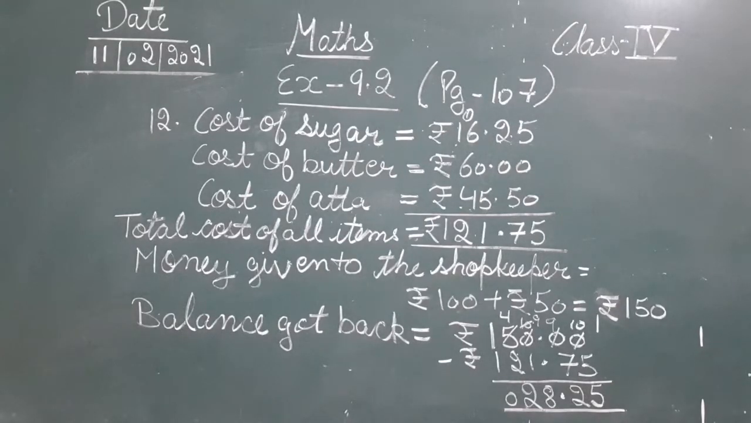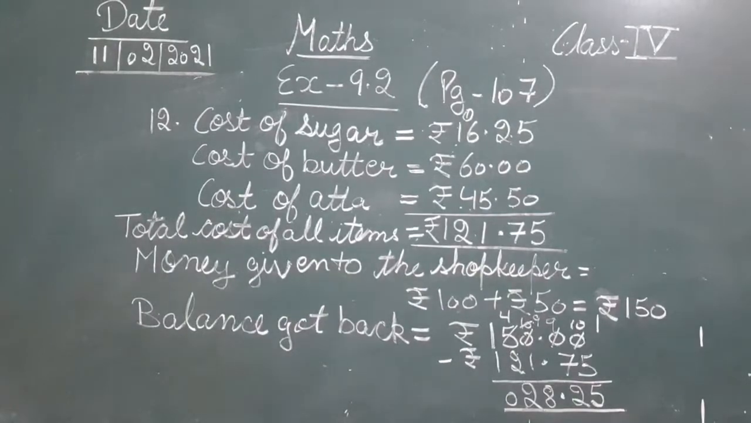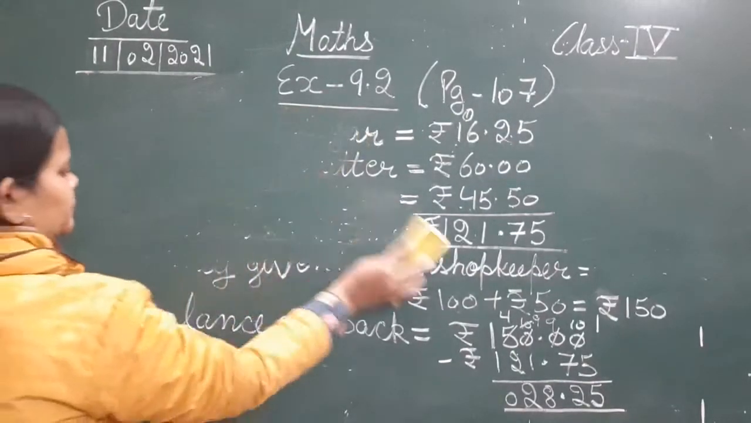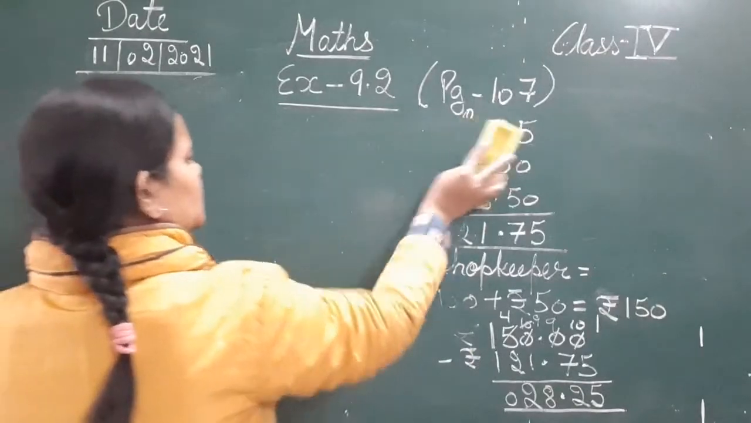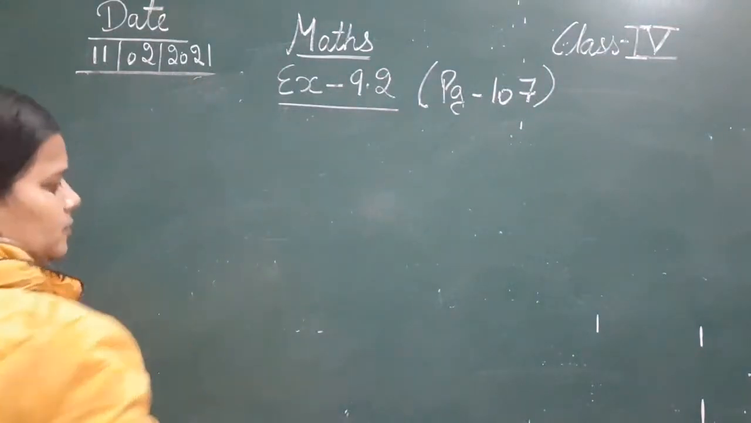So this is the solution of question number 12 from exercise 9.2. Okay, so you can pause the video here and note it down in your notebook. So the balance he got back is equal to 28 rupees and 25 paise. Okay, so this was question number 12. Moving next to question number 13.